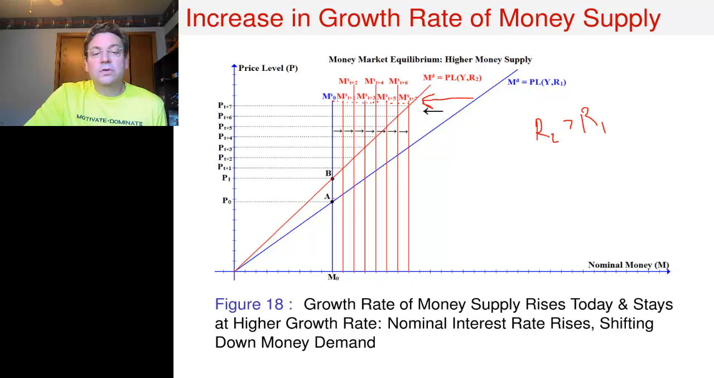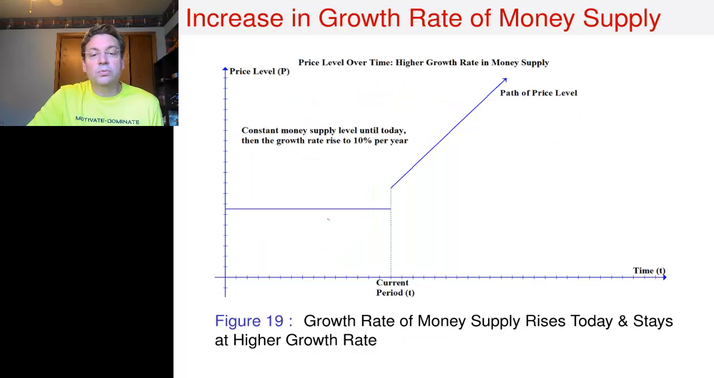So what happens is, after that initial pivot up, you move to point B, and then as the price level rises, money demanders slide up this new money demand function. So we're going to get a situation where the price level is continually rising. And here's what it would look like. Again, until time T, nothing happens. The price level is just flat. Then you get this jump up in the price level. This is due to the shift in money demand. And then you get this continual rise at 10% a year in the price level. And this is due to the outward shift in money supply.